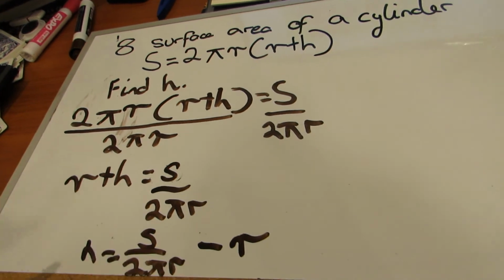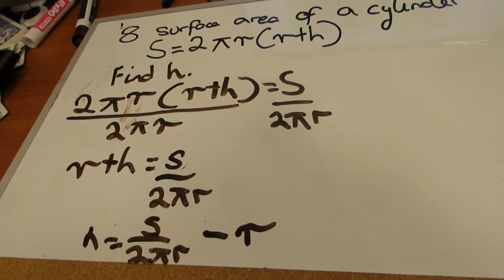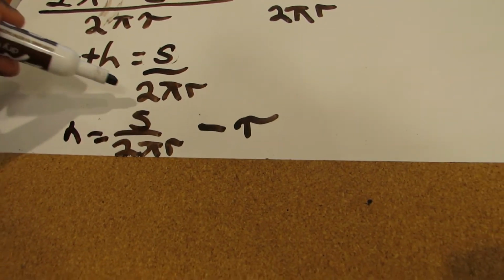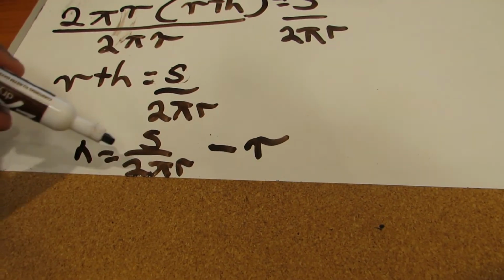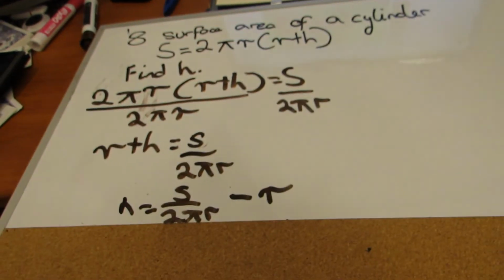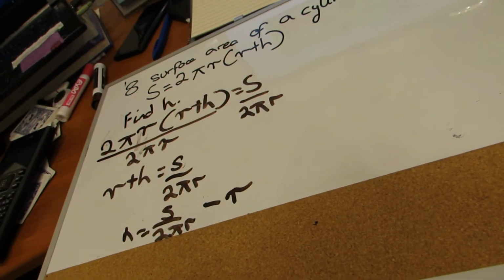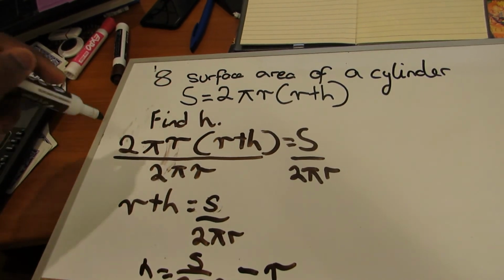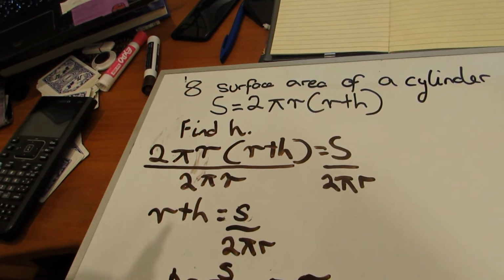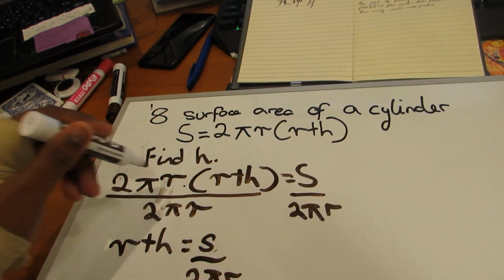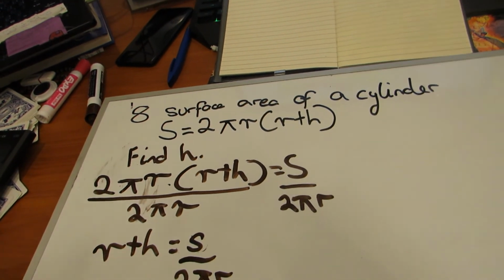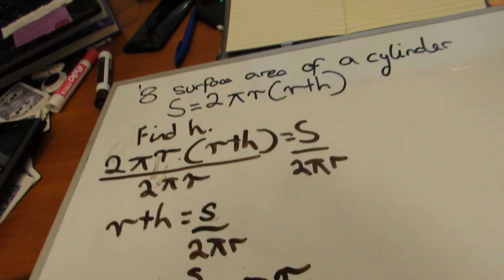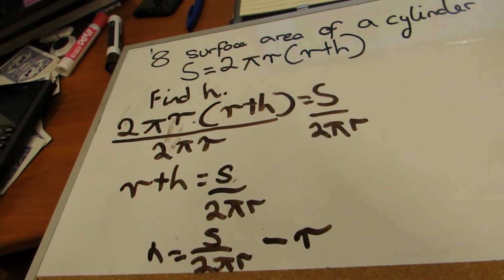And then you minus the r on each side. So if you minus r on this side, you minus r on this side, then h will equal s over 2 pi r minus r. It is confusing, but pretty much all you need to remember is whatever you do to this side, you do to this side. If it's a multiplication like it is between here and here, you divide. If it's a division, you times. Addition, subtract. Subtract, you add. But whatever you do to this side, you do to this side.